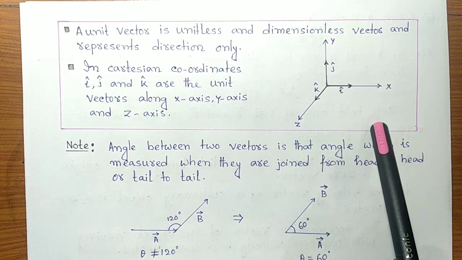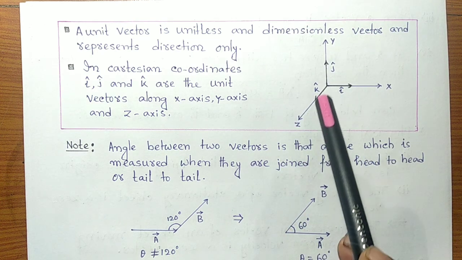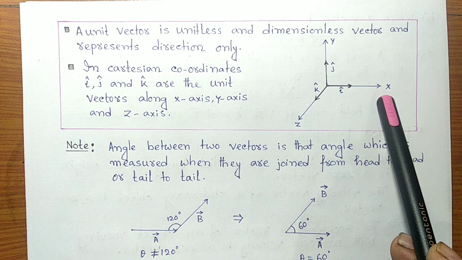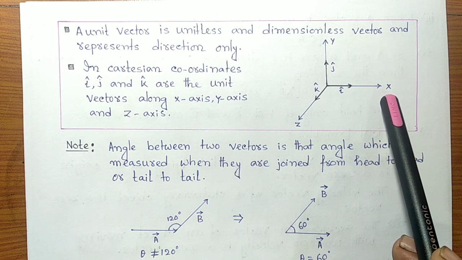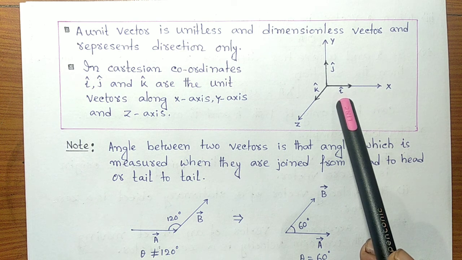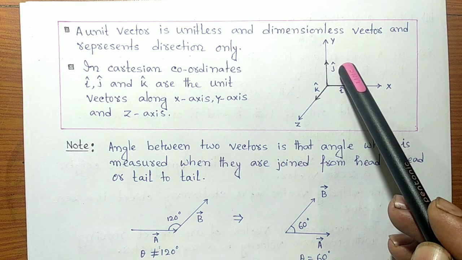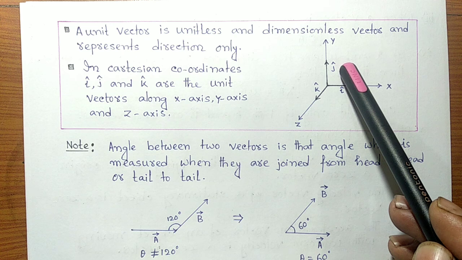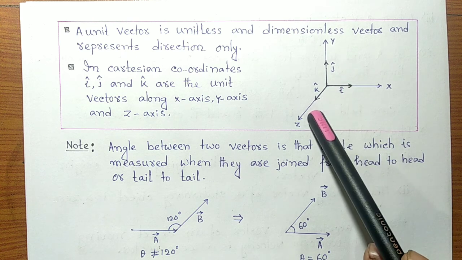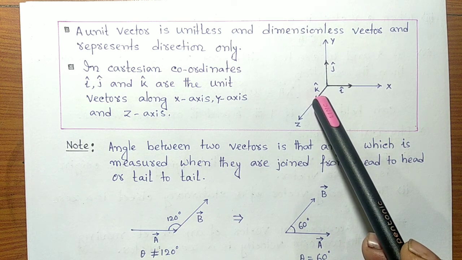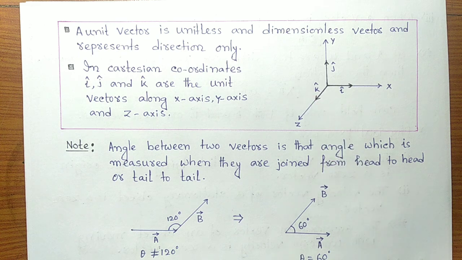Here is a Cartesian coordinate system x, y and z. Along x, the unit vector is represented by small i cap. Along y, the unit vector is represented by small j cap, and along z, the unit vector is represented by small k cap.